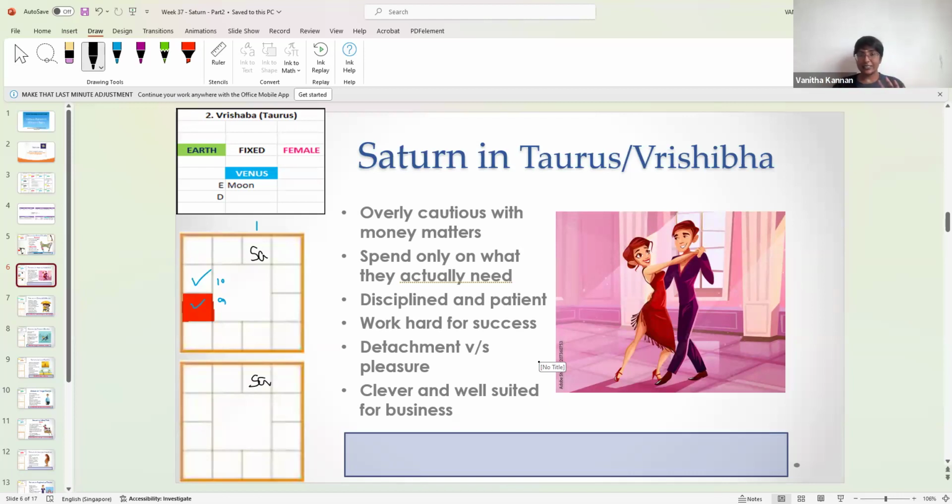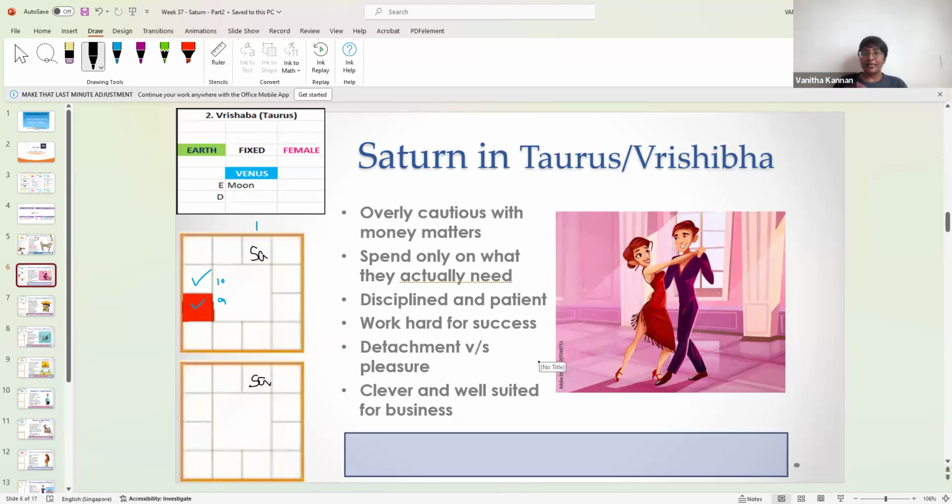Now let's see the earth element. These people are very steady in nature. Once they've decided, that's it, they won't be moved from that point. Because of the Sthira Rasi, they are fixed in nature. Sometimes they look adamant, like a dominant person. But because of the female energy, this dominance and arrogance will be a little bit reduced. It becomes soft in nature. They are adamant, but you feel like they are very soft adamant people.